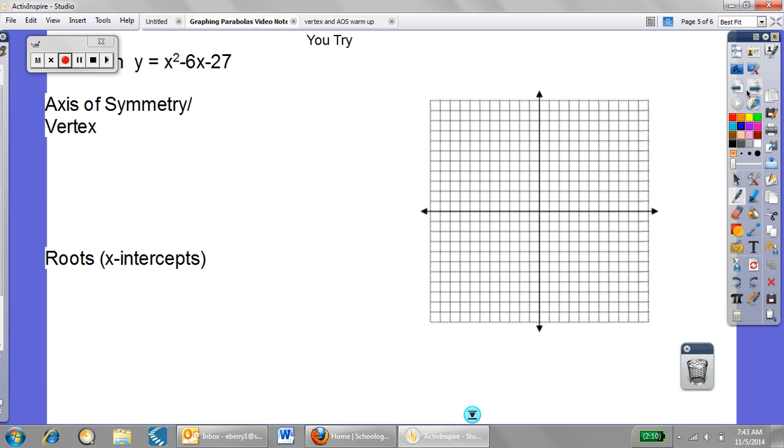You guys can go ahead and try this equation right here by graphing the axis of symmetry and vertex and finding the roots by factoring. Go ahead and do that.